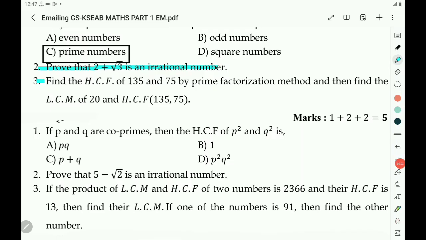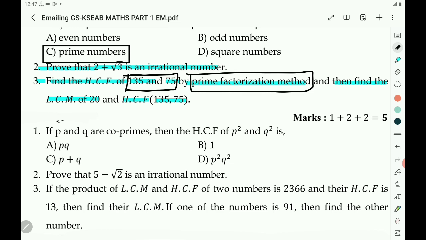Next question number 3, third question. Find the HCF of 135 and 75 by prime factorization method, and then find the LCM of 20 and the HCF of 135 and 75. In the first step, we have to find the HCF of 135 and 75 by prime factorization method, and then we have to find the LCM of 20 and the number which is the HCF of 135 and 75.